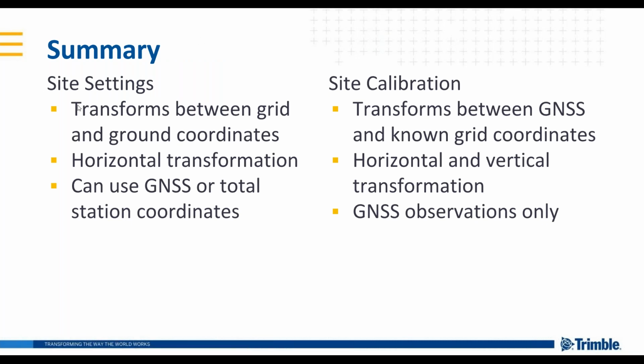With site settings, you're transforming between grid and ground coordinates, where with site calibration, you're transforming between GNSS coordinates or observations and known grid coordinates. Site settings is strictly a horizontal transformation, where site calibration is 3D, horizontal and vertical. And with site settings, you can use GNSS or total station coordinates as long as they're in projection, whereas site calibration just deals with GNSS observations and known coordinates.